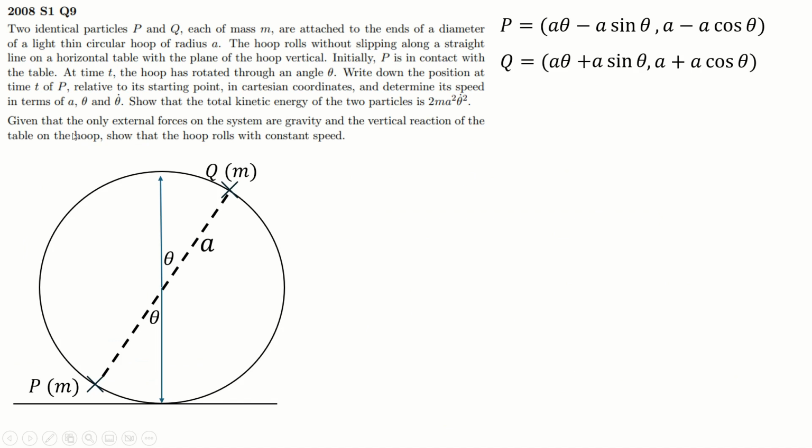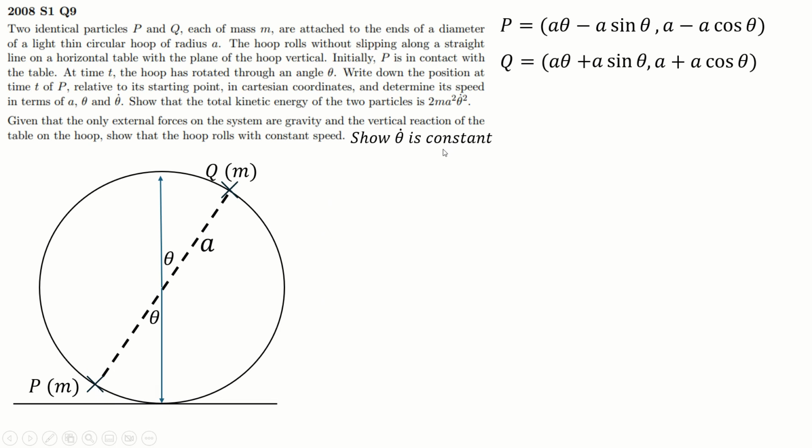And now finally it says, given the only external forces on the system are gravity and the reaction force. Well, there has to be a reaction force because otherwise the thing will sink into the table. Show that the hoop rolls at constant speed. Now, if it rolls at constant speed, that means that theta dot is constant. That's essentially what they're being asked to show, because that means that the rate of change of theta is the same, which means it rolls around at the same speed as it goes along. Because of course theta is going to be proportional to the arc length. It's just r theta. So r theta dot is proportional to the amount of arc length you've traveled along, which is of course what the speed essentially is.